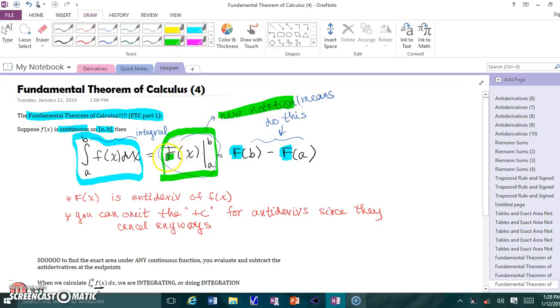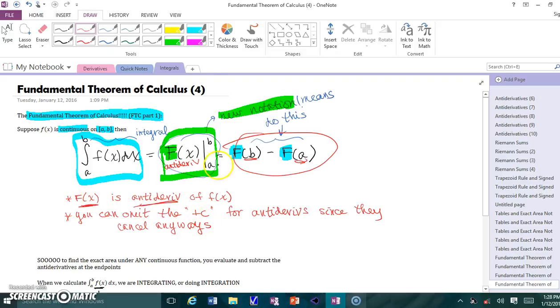When you see this, again, this is the antiderivative. Capital F is the antiderivative. This just means take the antiderivative, evaluate it at the endpoints, and subtract. So when you see this, it really means this. So again, make sure you write this down so you remember F of x is the antiderivative.